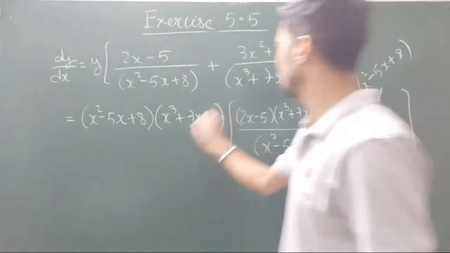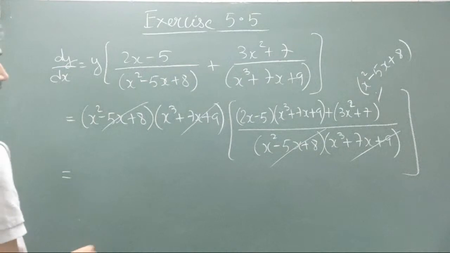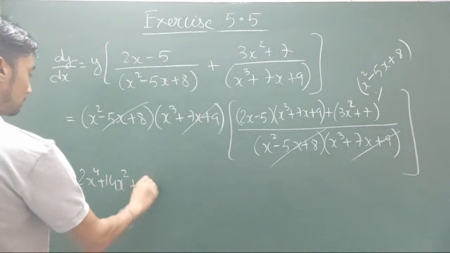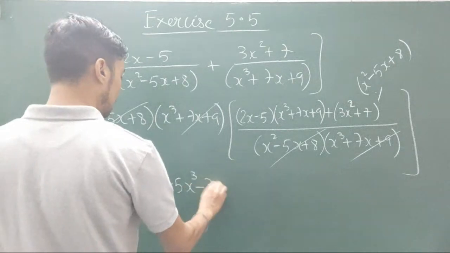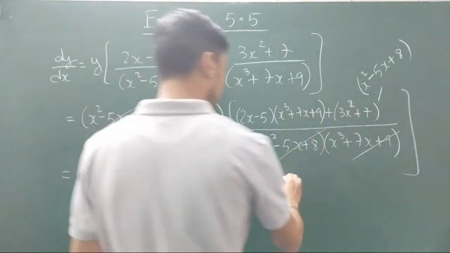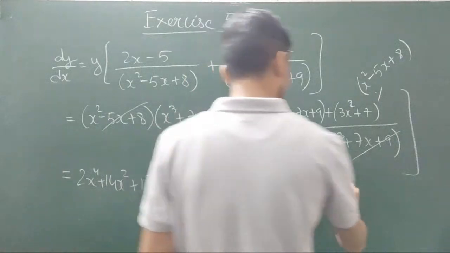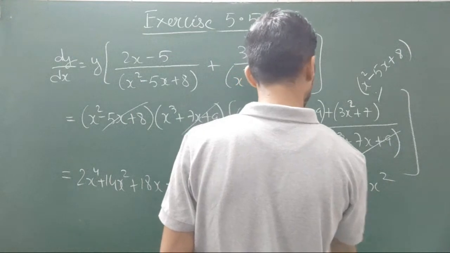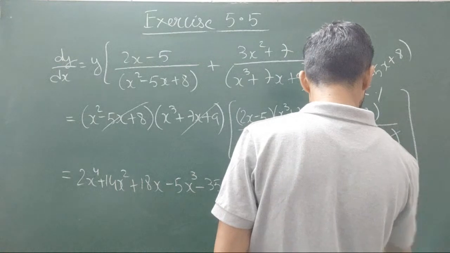So it's like 2x power 4 plus 14x squared plus 2 9s are 18x minus 5x cubed minus 25x minus 45, plus again continuing 3x power 4 minus 15x cubed plus 24x squared plus 7x squared minus 35x plus 56.